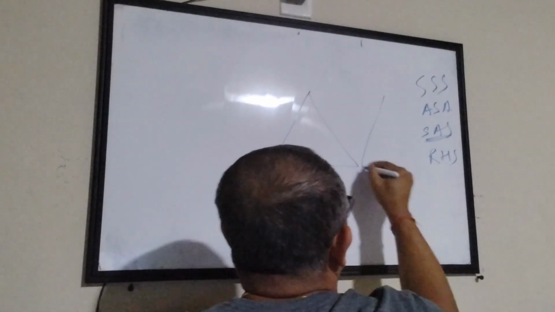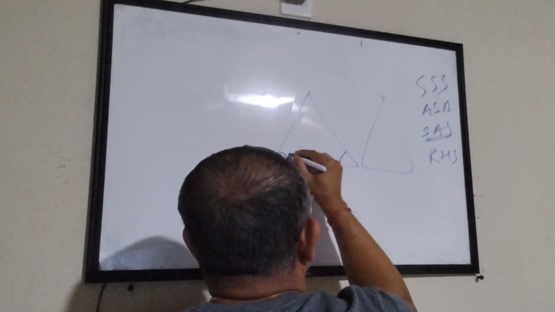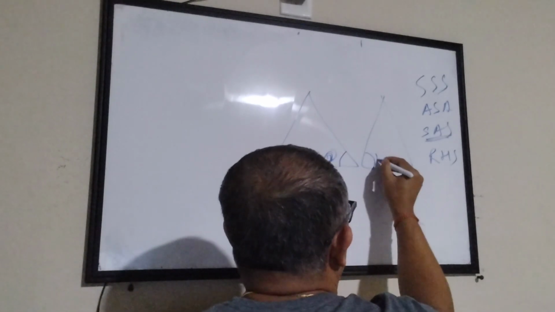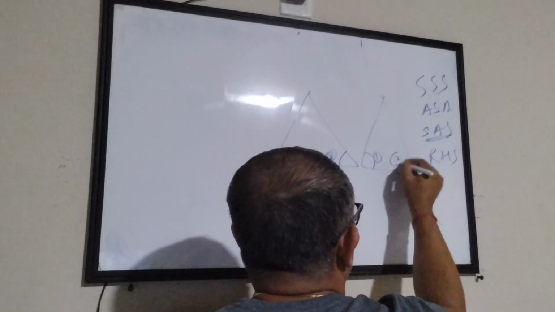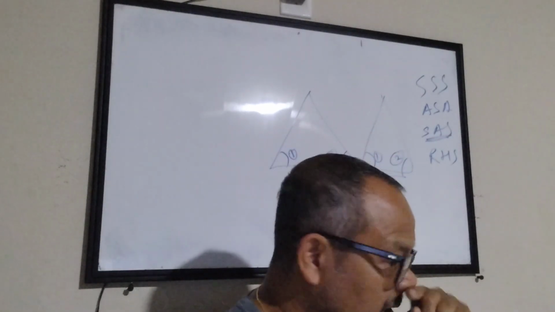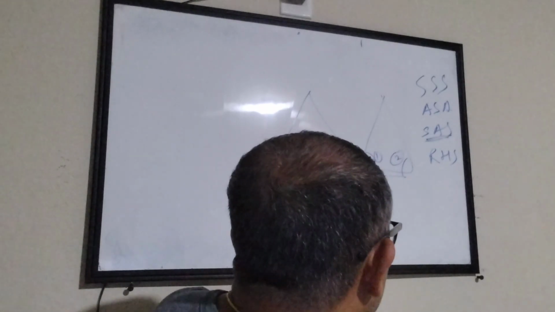SAS, meaning there are two triangles where the side and the two angles. So this is angle 1, this is angle 2. This is angle 1, this is angle 2. And this side. If these two sides are matching, then the two triangles will be congruent. Now look at this.